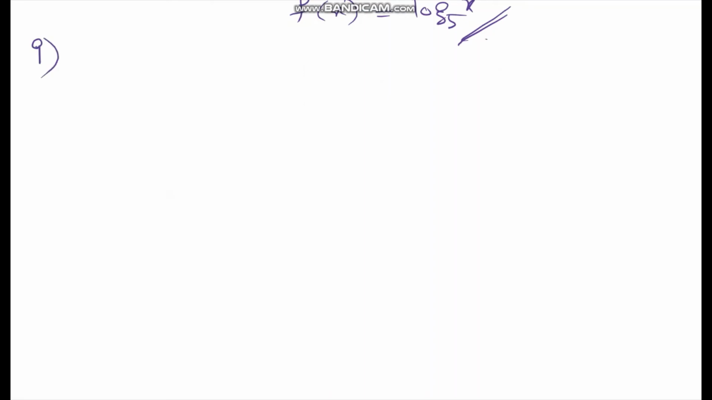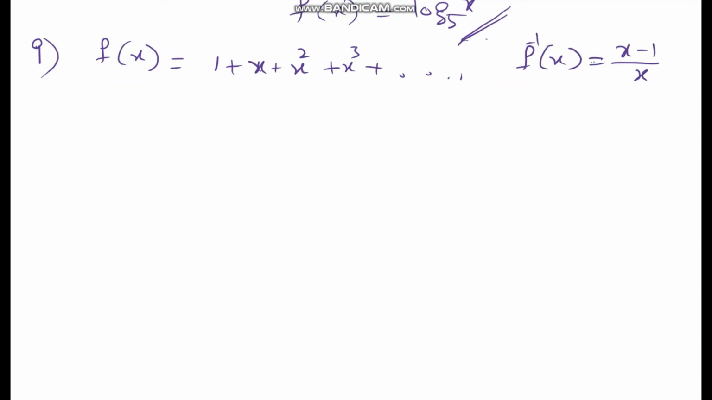Next, ninth bit. f of x is given as 1 plus x square plus x cube plus so on to infinity. We need to show that f inverse of x equals x minus 1 by x. So 1 plus x square and so on up to infinity, this is a sum of n terms, and this is in GP. Sum of infinite series in GP.